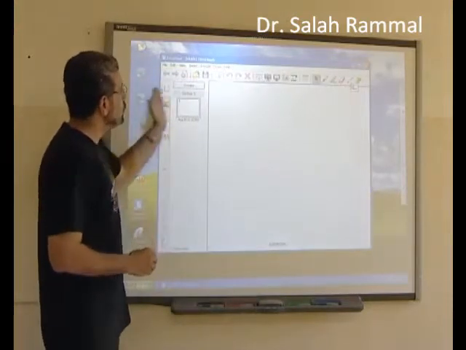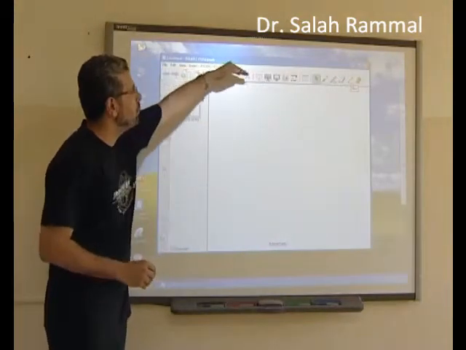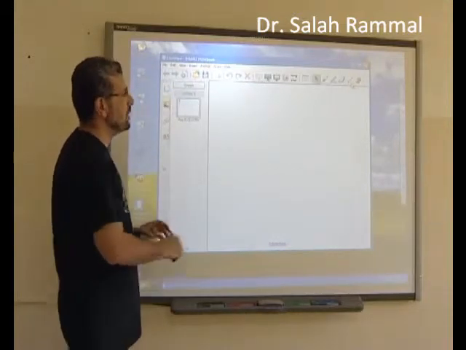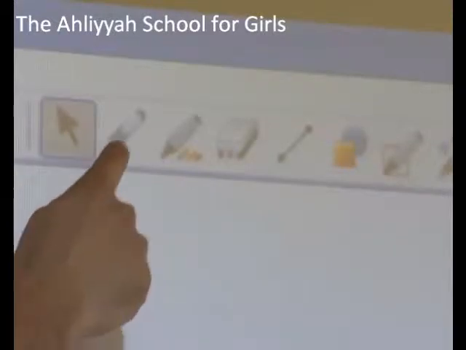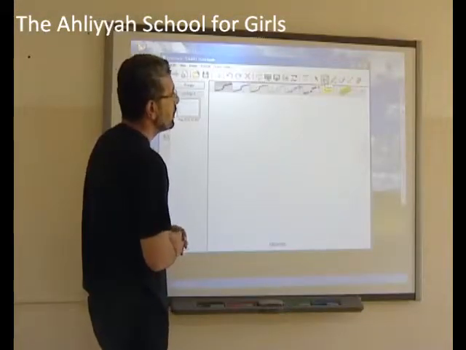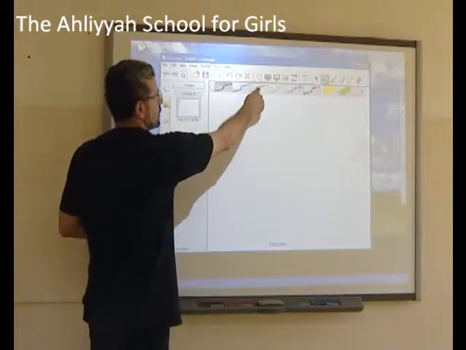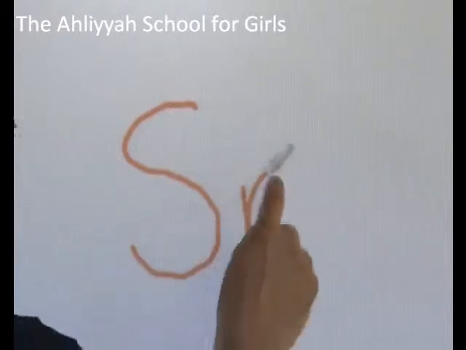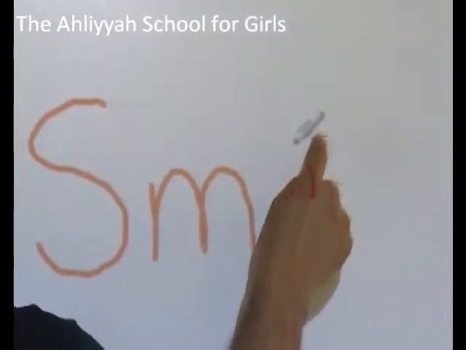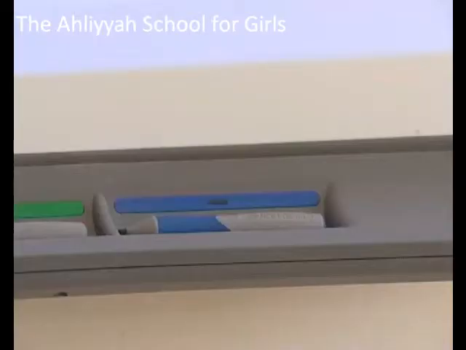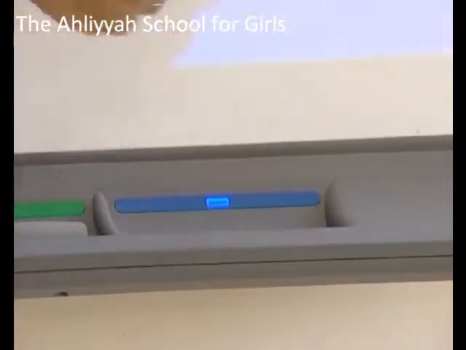We are going to use the items of the menu bar here. And the very important item here is the pen. We can see different styles of the pens. We can choose the red color and type the word. And of course, you can use the pen itself.